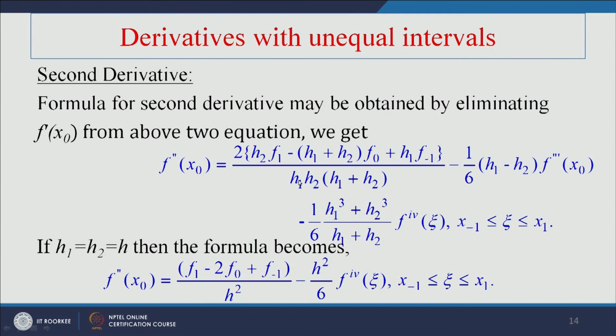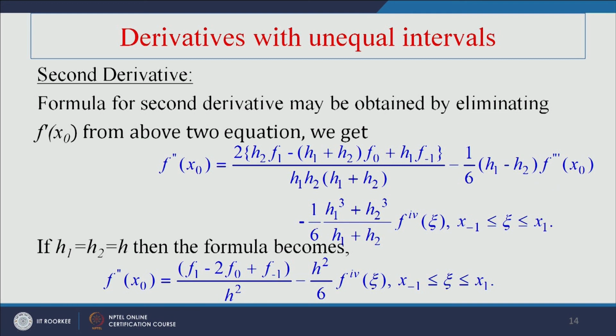This formula can be written as 2 into h2 f1 minus h1 plus h2 f0 plus h1 f of minus 1, divided by h1 h2 whole into h1 plus h2, and the remainder term is represented in the form of minus 1 by 6 h1 cube plus h2 cube by h1 plus h2 f fourth of zeta. Since the third order term is associated with some constants, it cannot be neglected. So one more term is associated, minus 1 by 6 h1 minus h2 f triple dash of x0.